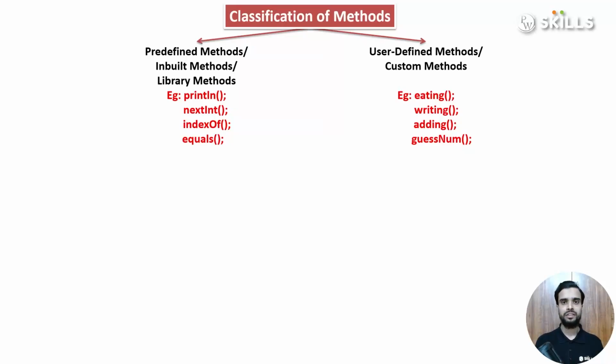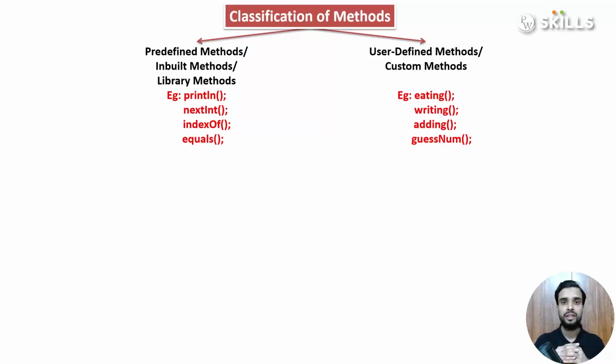In our previous classes, I hope all of you are able to remember, these are some of the methods that we have created. Eating method, writing method, adding method, guessNum method. All of these are the methods which we as programmers have created. I hope all of you have been able to understand both of these two categories of methods.